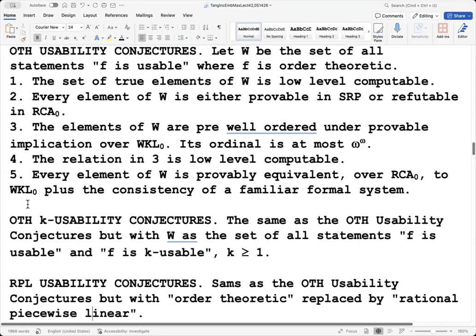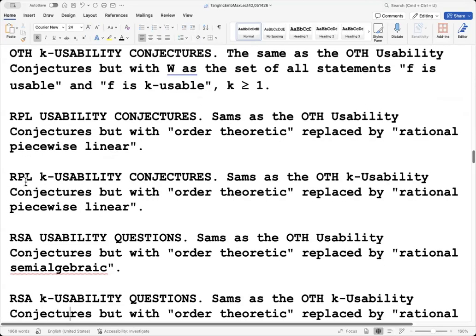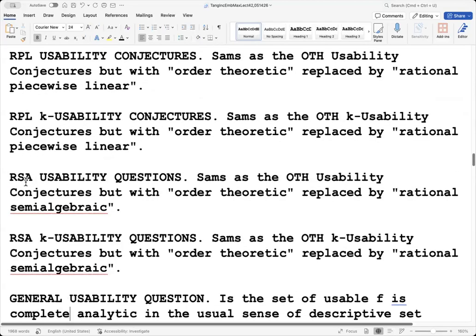All right, and then the same conjectures when you have K usability for various K, and then the same thing for rational piecewise linear and rational semi-algebraic. Same conjectures.